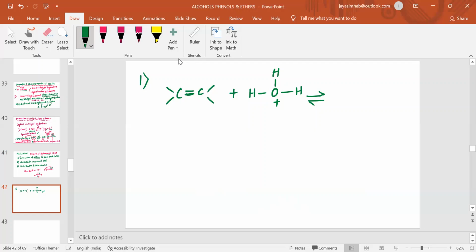So this hydronium ion is donating a proton to the alkene. How will it happen? Generally, this bond will break. A pair of electrons present in this bond will be taken back by this oxygen. So H plus will be generated, right? This H plus will go and bind with this carbon. Generally, that is what will happen.